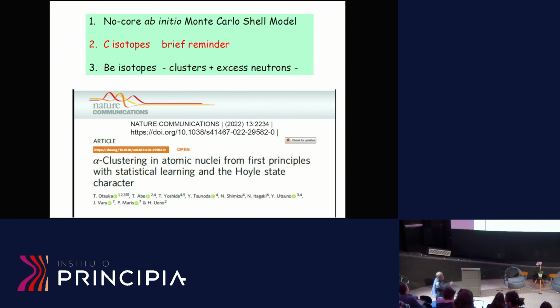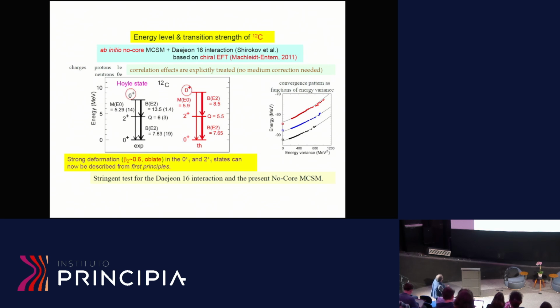And the result I'm showing has been already published 3 years ago in this paper. These are the excitation energies of carbon-12: the ground state, first 2 plus, and first 0 plus excited states. This is our calculation. First of all, this 2 plus energy appears almost exactly at the experimental value. So this calculation produces a very precise value.